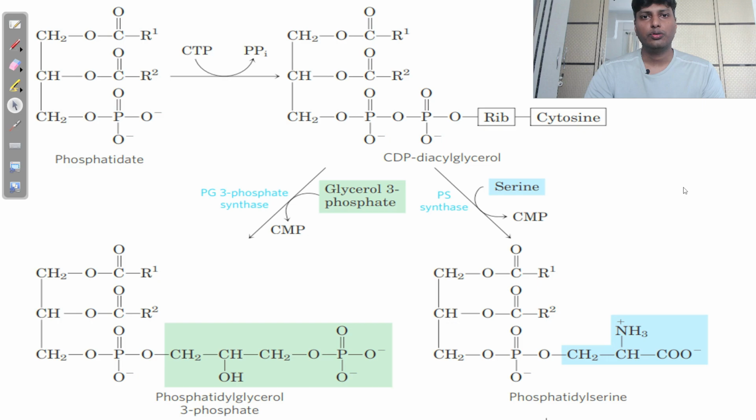coli. So now in case of bacteria, what happens next is once CDP diacylglycerol is formed, then there can be addition of one more glycerol 3-phosphate. Once the glycerol 3-phosphate is added, one CMP will be removed and the net structure is going to be phosphatidyl glycerol 3-phosphate. On the other side, if there is addition of a particular amino acid, that is serine, again one CMP will be removed, and the resulting structure will be phosphatidyl serine.